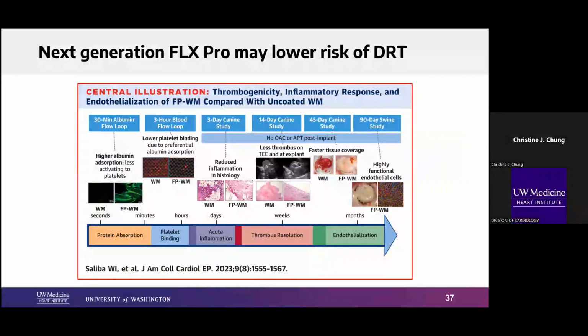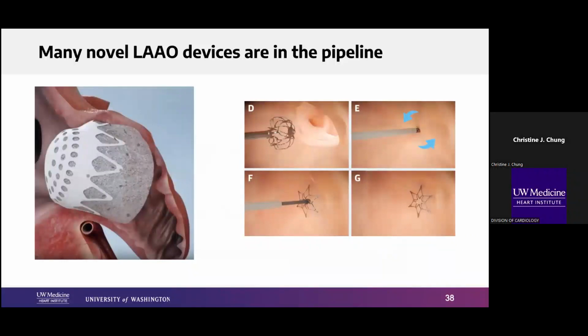So the hope is that this translates in patients to lower risk of DRT, and there will be an upcoming 3-arm randomized controlled trial with the Flex Pro device, looking at some sort of single antiplatelet regimen versus DAPT versus oral anticoagulation. The final study design hasn't yet been released. And then finally, there are many novel devices in the pipeline. As you can imagine, with the growing number of patients that have AFib, and the significant proportion that are not going to be eligible for lifelong anticoagulation, there is a real clinical need here. So there's a lot of activity in this space.